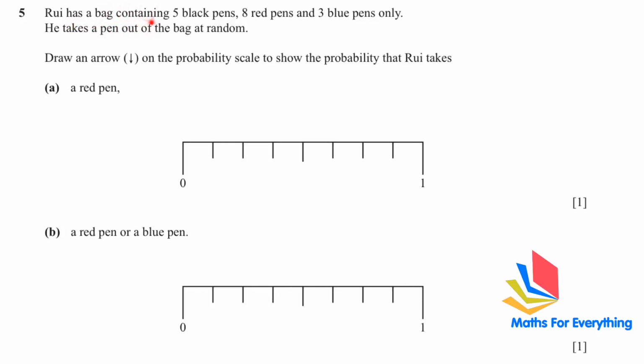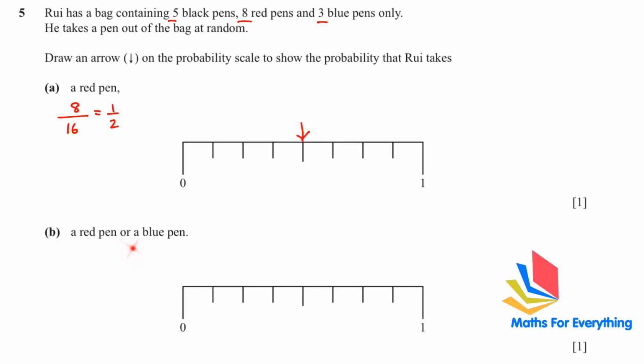Question number 5. Rui has a bag containing 5 black pens, 8 red pens and 3 blue pens only. He takes a pen out of the bag at random. Draw an arrow on the probability scale to show the probability that Rui takes a red pen. How many red pens are there? 8. And how many total pens are there? 5 plus 8 plus 3 will give us 16. And this, when you simplify, it is half. So we have to find the half of it, which is here, and make the arrow.